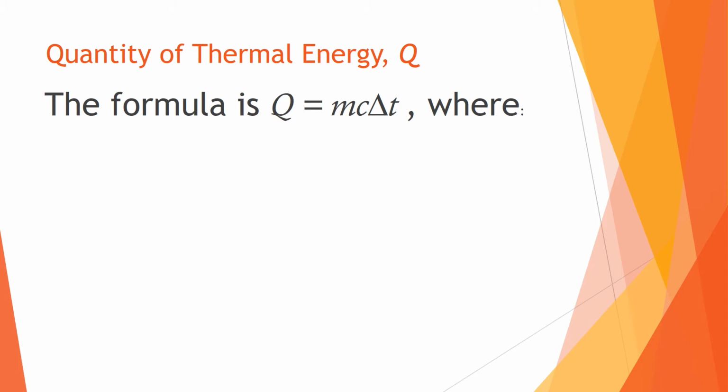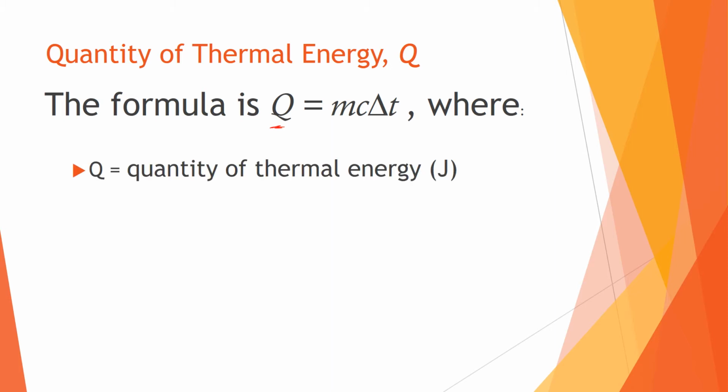So the formula we use to determine how much energy is needed to change a substance's temperature is Q. So again, Q is the quantity of thermal energy, okay, equals mc delta T, okay? So Q is the quantity of thermal energy. It's measured in joules.